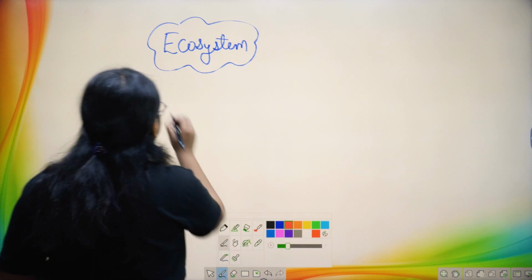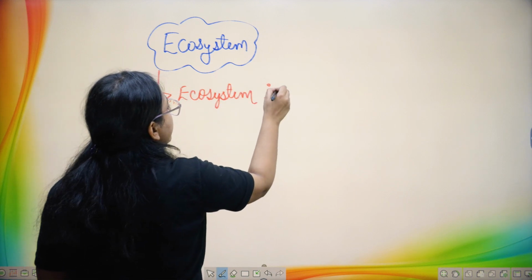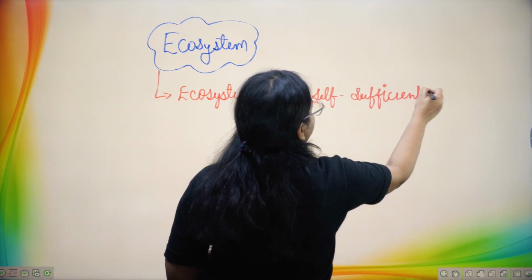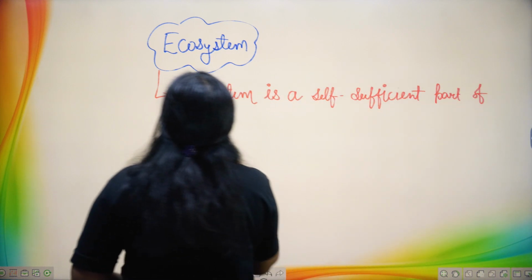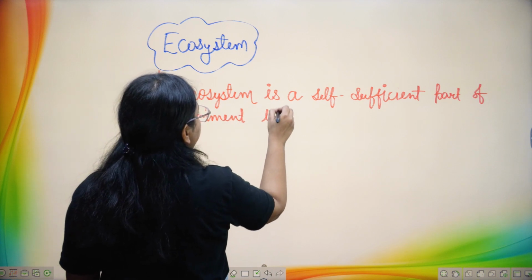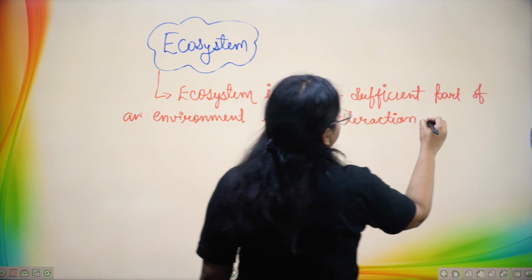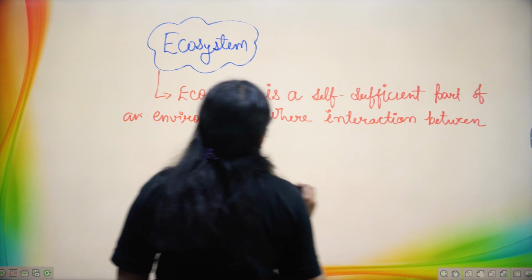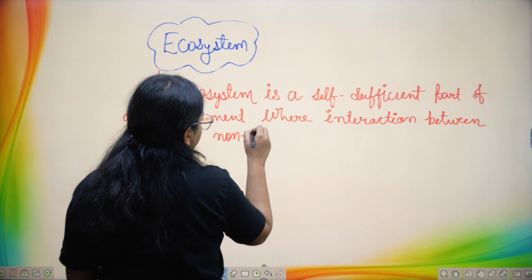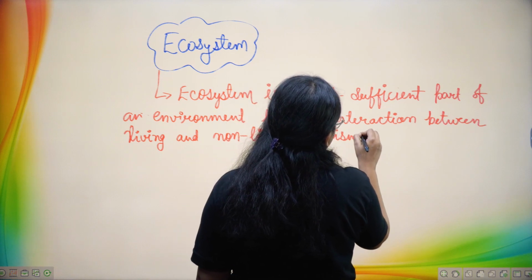So ecosystem is nothing but, if we talk about the definition, an ecosystem is a self-sufficient part of an environment where interaction between living and non-living organisms takes place, right?